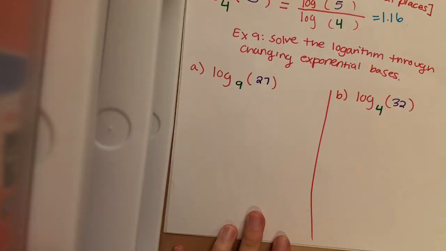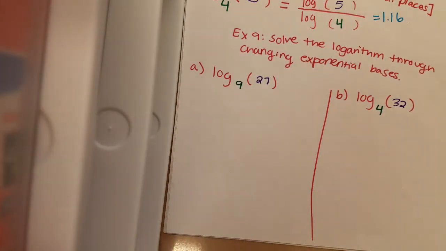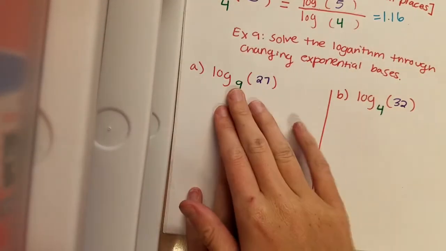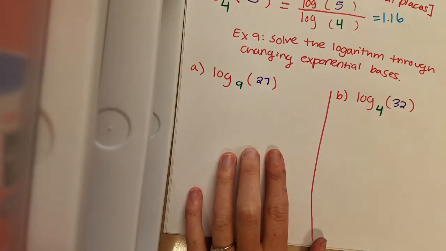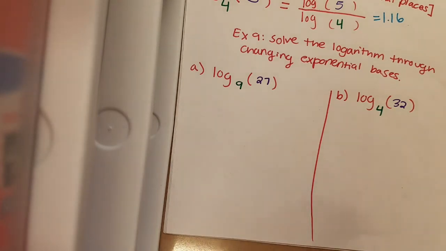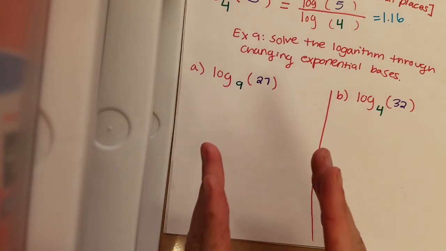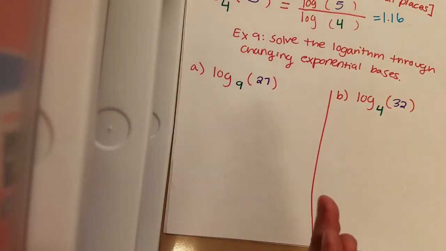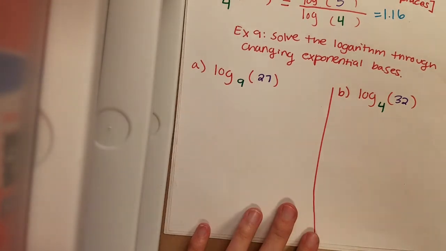Hello everyone, we're now doing example 9, which is on solving logarithms through changing exponential bases. So, basically, we're going to be solving for what the value of each of these logs are, which we've done this over and over and over. But this time, it's a little bit harder to get the same base on both sides of your equation. So I'm going to show you, when it's not as easy to get the same base, how you can still get the same base on both sides.